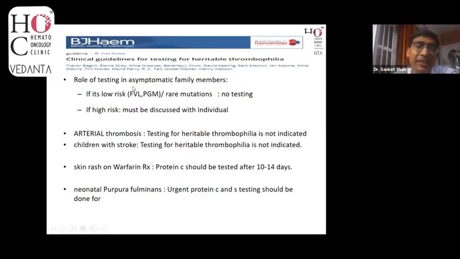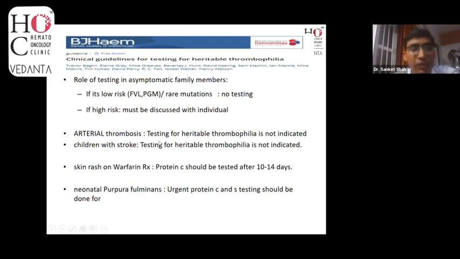Now, if a patient is found to be positive, should the asymptomatic family members be tested or not? If the mutation is low risk, like factor 5 Leiden or prothrombin gene mutation or other rare mutations, then there is no point in testing. If it is high risk, like antithrombin or protein C/S deficiency, then it should still be discussed with the individual, and if the individual understands the risk, then it should be tested.